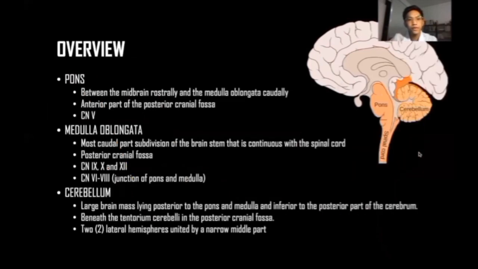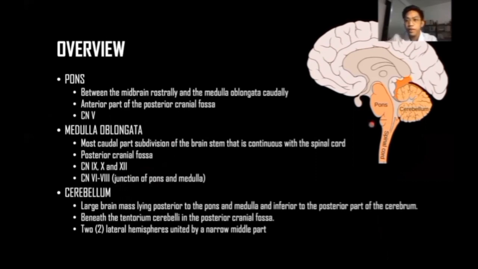So just a quick overview. First we have the pons. The pons is located between the midbrain rostrally and the medulla oblongata caudally. What do we mean by rostrally? Rostrally just means toward the nose or the anterior part of the head, and caudally is the posterior part of the head.